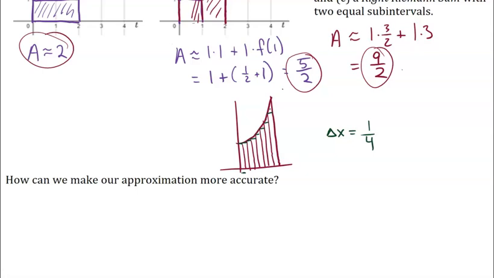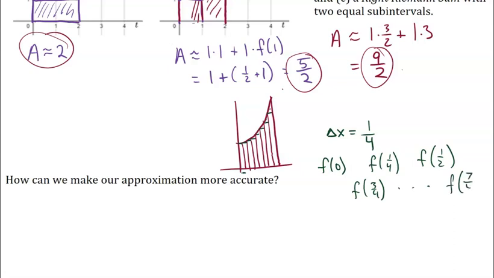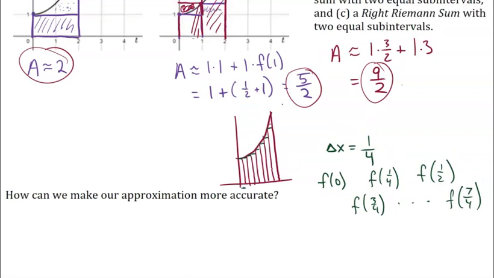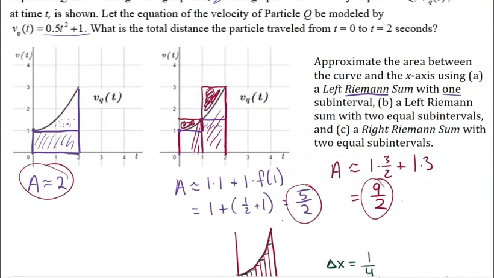That would be 1/4, okay, because we're going from 0 to 2, and I cut it into 8 pieces. So each one would have a width of 1/4. But then the height of the function, I would have to know what is f of 0, what is f of 1/4, what is f of 2/4, which is 1/2, what is f of 3/4, all the way to what is f of 7/4, okay? I would have to find all 8 of those values by plugging them into this function, and that can get a little messy, especially if we're trying to do that by hand.